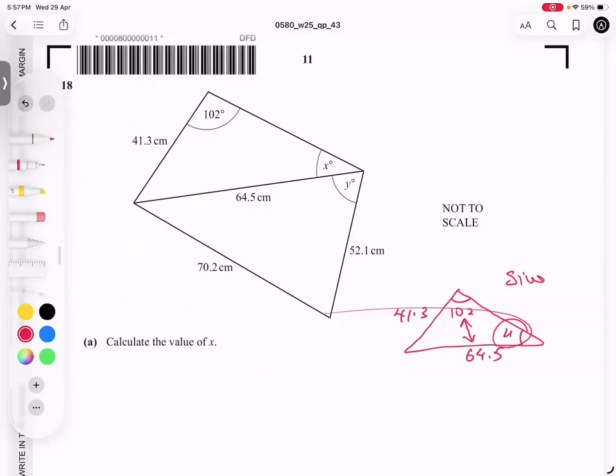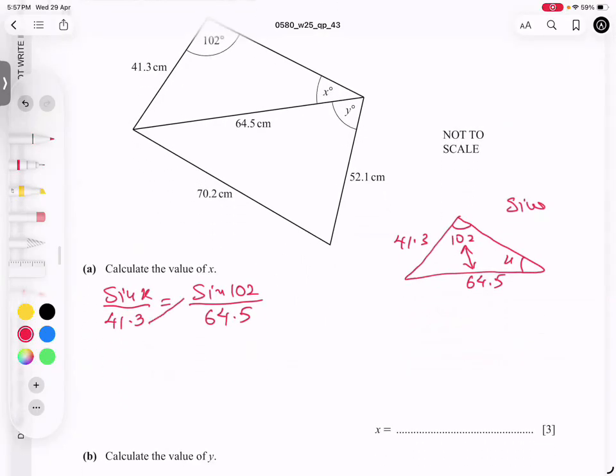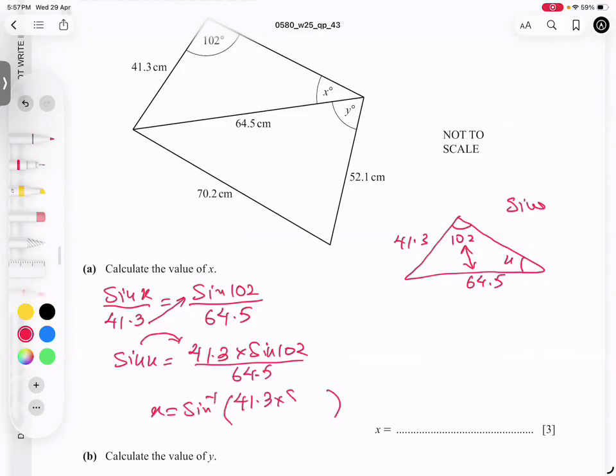So I'm starting with the angle up: sine x up over this side down, similarly sine 102 in the numerator and 64.5 down in the denominator. Multiplying, I get sine x equals 41.3 into sine 102 over 64.5. Now I'll take sine inverse, so x equals sine inverse of this. You can keep this whole thing in the calculator as it is, or type it before, no problem at all. But I'll type it all together, students, and I get the answer from here.